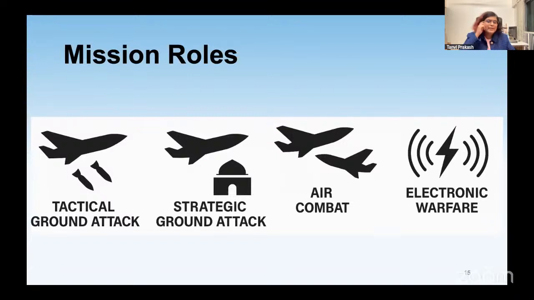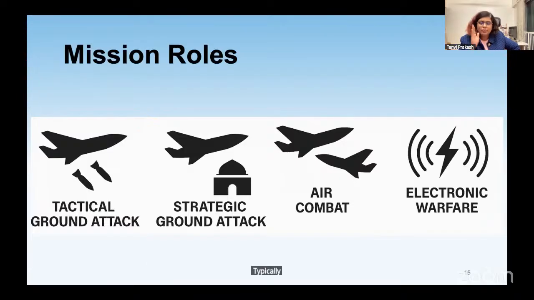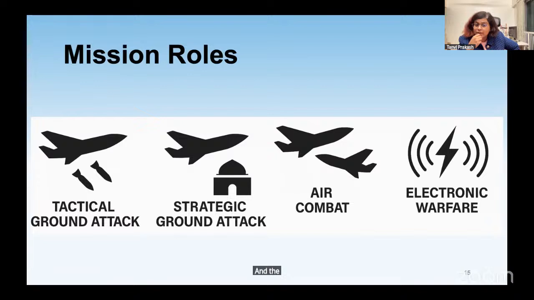Now, if you look at the various mission roles for unmanned combat aerial vehicles, typically these are the 4 roles that UCAVs are performing these days. The first one is tactical ground attack. I want you to see this word, tactical. The second is strategic ground attack. These two are air to ground. The third one that you see is air combat, which is air to air. And the final one is electronic warfare.